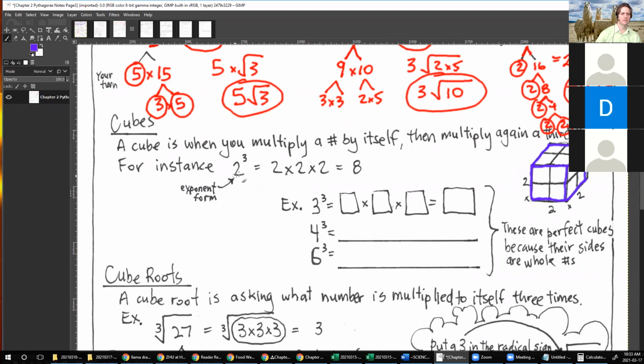So for instance, 2 cubed, or 2 to the exponent 3, or 2 to the third, you can say any of the above, those all work. 2 cubed, or 2 to the third power, is 2 times 2 times 2. There's 3 times it's multiplied by itself. And if you do it, 2 times 2 is 4, and 4 times 2 is 8. Perfect. That makes sense.